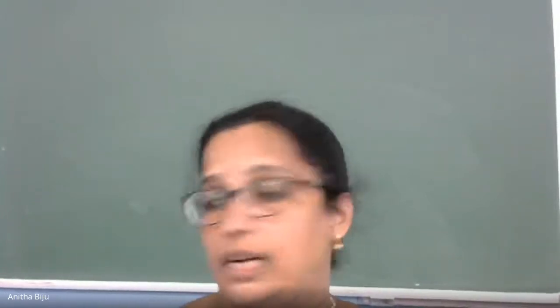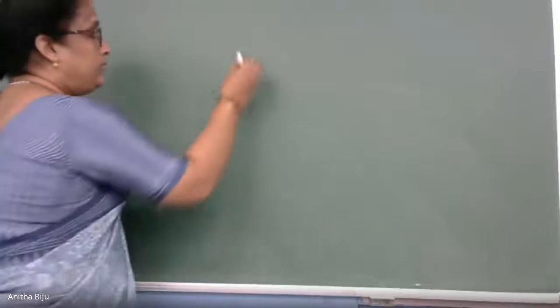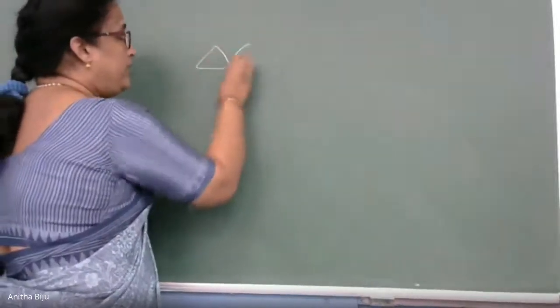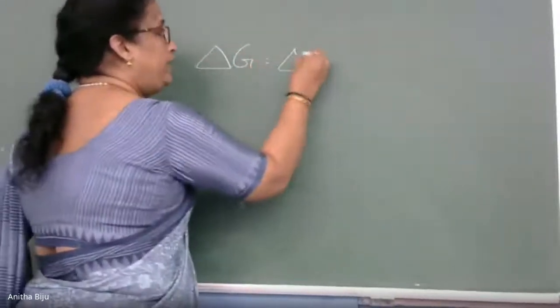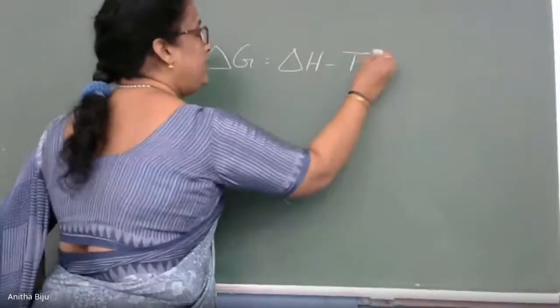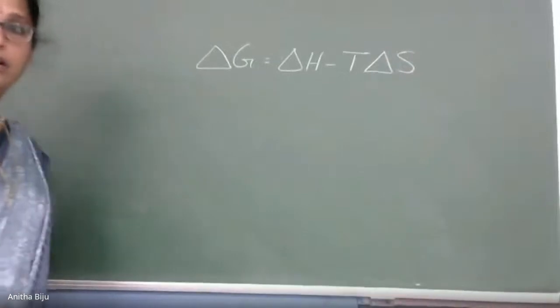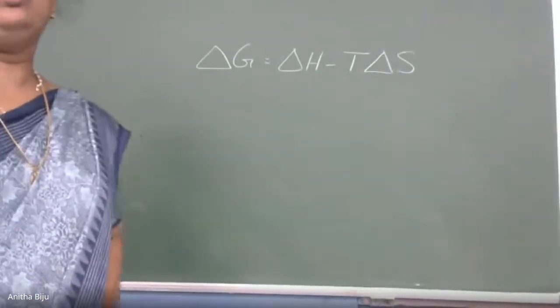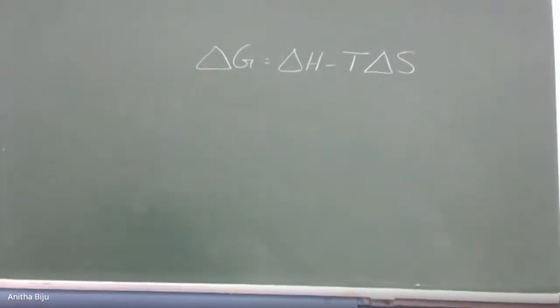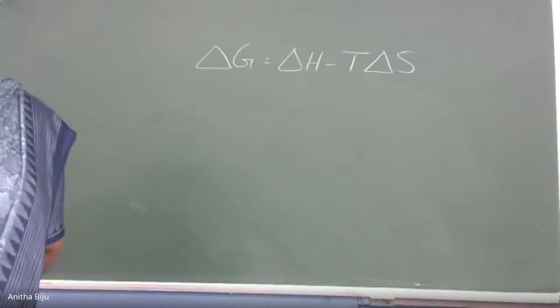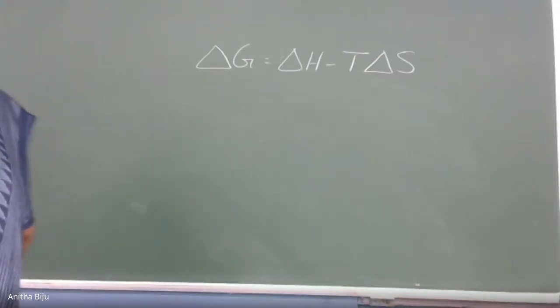So let us start with that part only. Delta G is equal to delta H minus T delta S. I think this equation is clear to you. So this is the equation known under the name Gibbs-Helmholtz equation. In the Gibbs-Helmholtz equation, three factors are there. In fact, four factors are there.